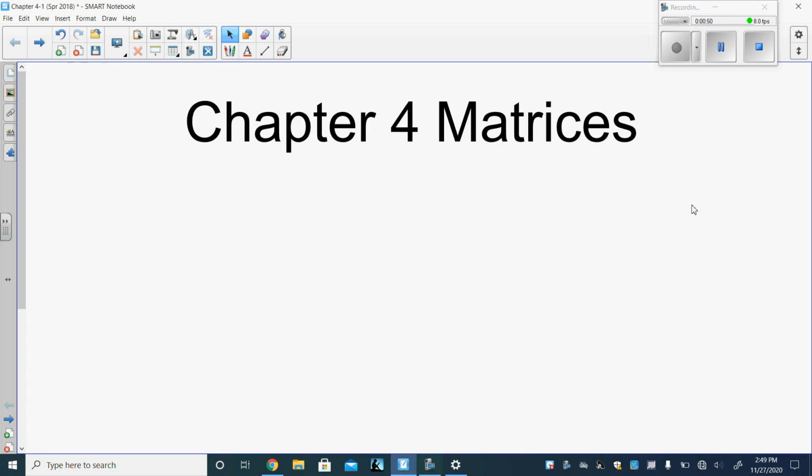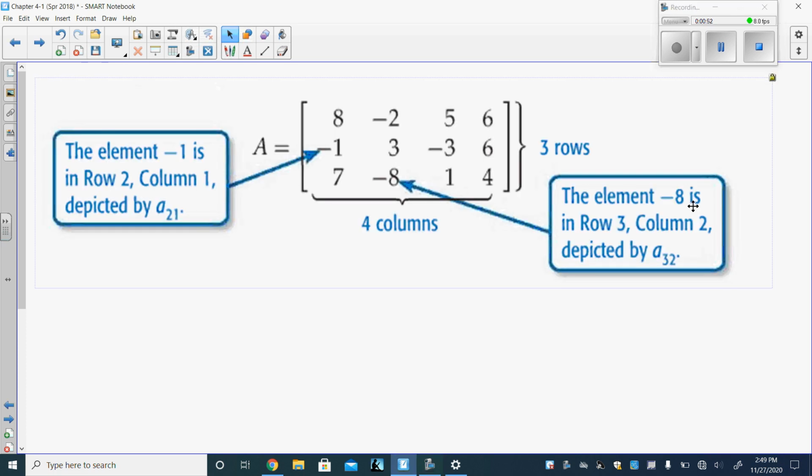Now, when we talk about matrices, a matrix is something like this here. We call this one matrix A. When we name a matrix, we normally use a capital letter, A, B, C, D, E, F, whatever letter we want. A matrix is made up of numbers, and each number inside the matrix is called an element. We name elements by using rows and columns. Every matrix is made up of rows, which go left to right, and columns, which go up and down.